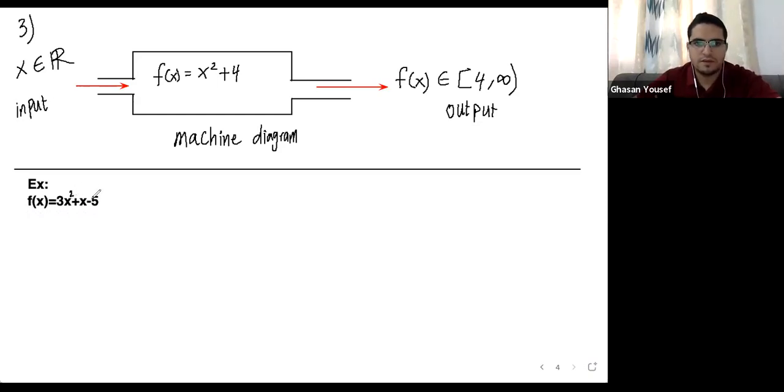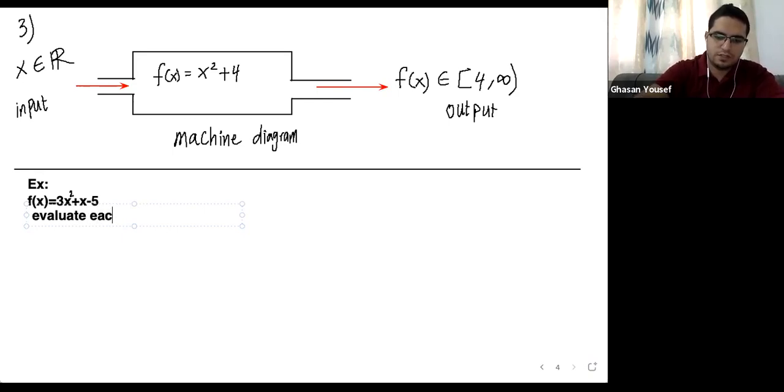Three x squared plus x minus 5. Now the question is: evaluate each function. Evaluate each of f of minus 2, f of 0, f of 4, and that's it. Who will do the first one?